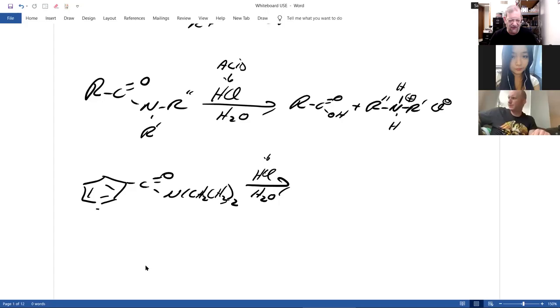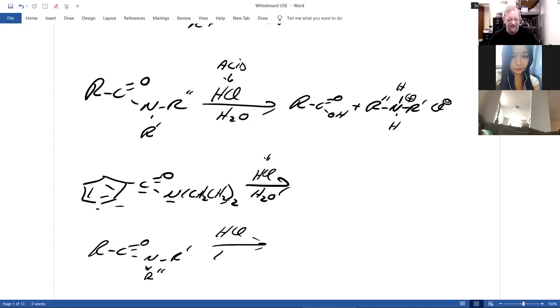Well, how do you do this? Well, you look for what's different. I got a benzene ring, but that won't react with HCl and water. But I have a carbonyl with a nitrogen and R groups. I have an amide. I'm reacting it with HCl and water.